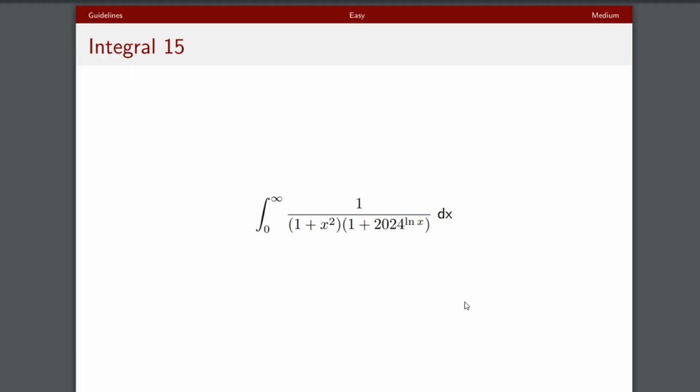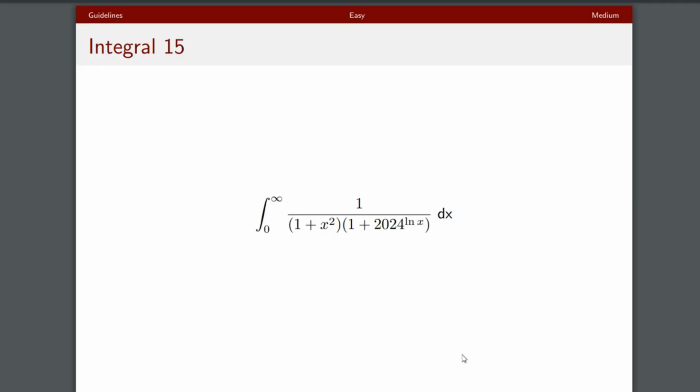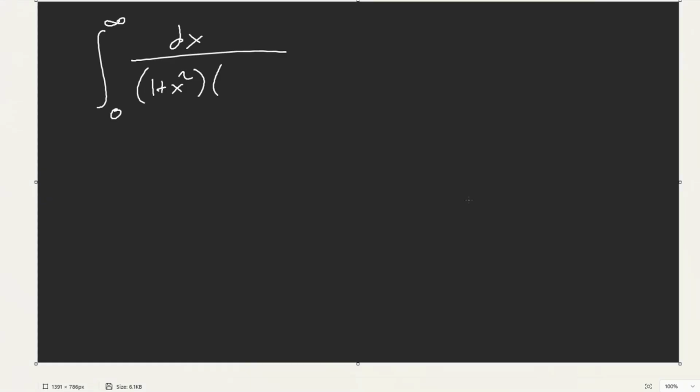Ooh! Oh! Now we're getting spicy. Okay. So, from 0 to infinity, we have 1 plus x squared, and it was like what? 1 plus 2024 ln of x? Now we're really getting spicy. This is technically ninja sub by using inversion, right?